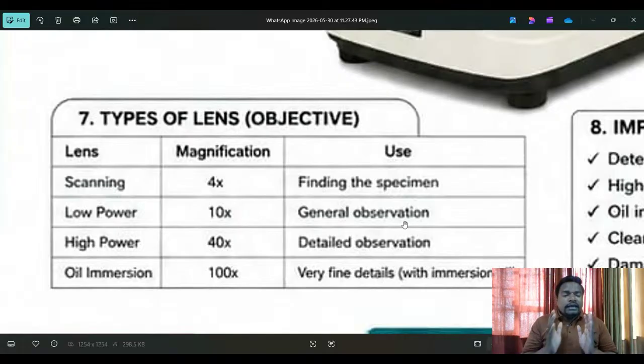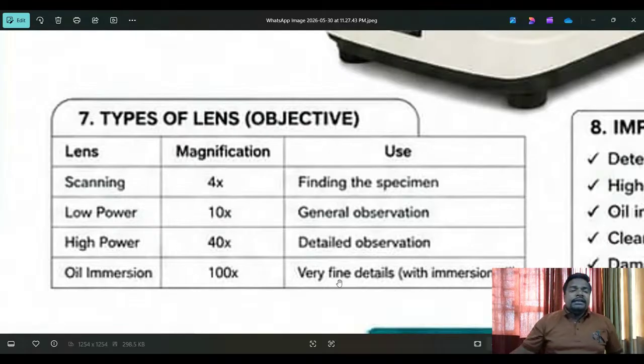In laboratory microscopy, different operations and functions are done by the lab technicians or doctors. The biomedical engineer does not do this all the time. They do their work as their job, but sometimes if they find issues, they come to the biomedical engineer to resolve them. And high power, 40x, is for detailed observation. Oil immersion, 100x, is for very fine details with immersion oil.